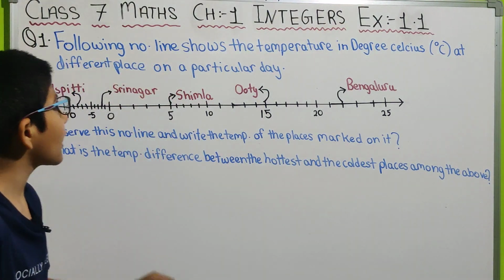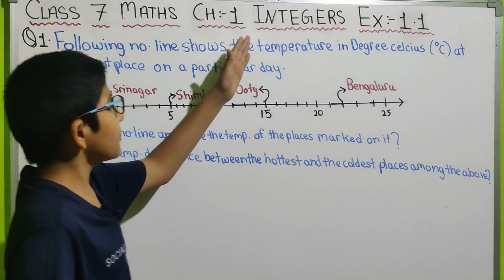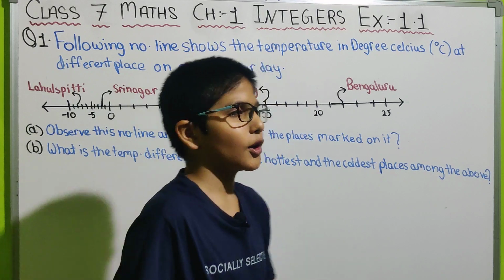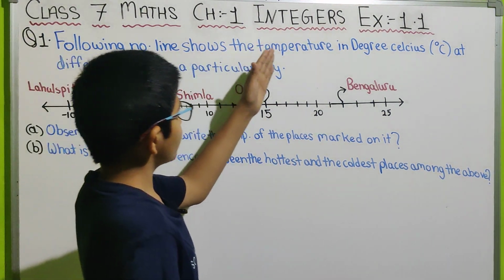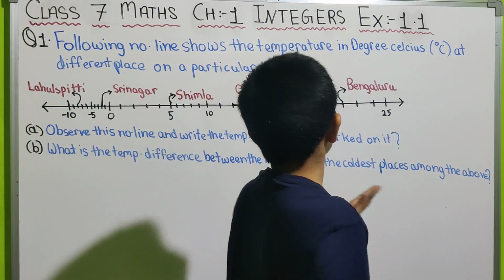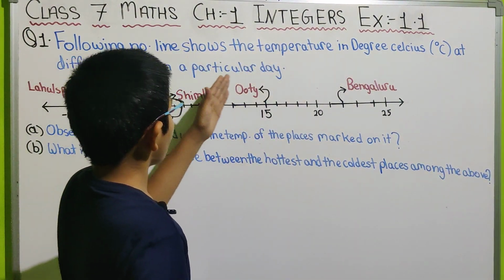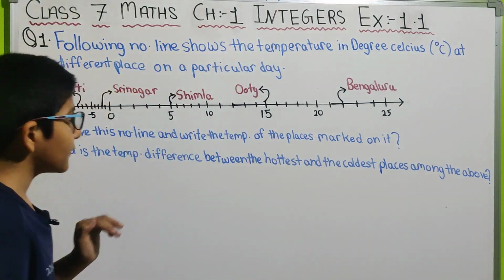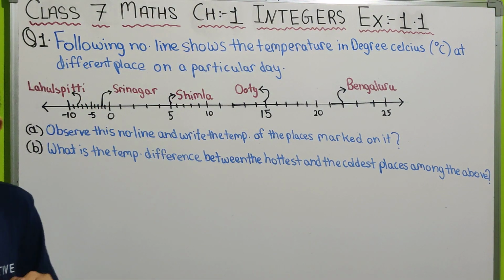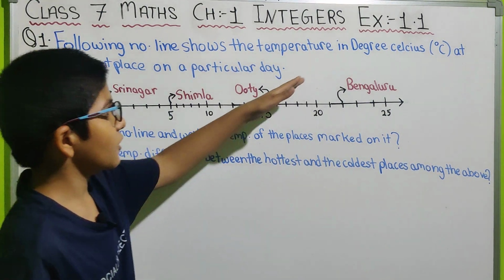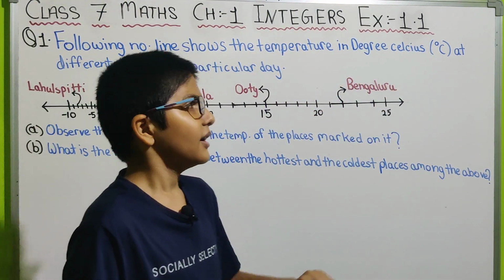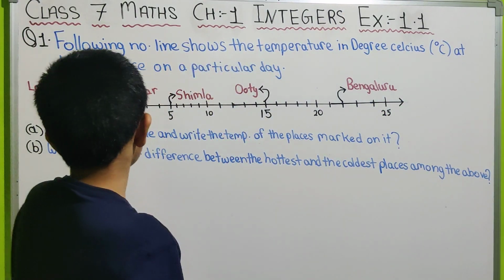So today we are going to start from class 7 maths chapter integers, exercise 1.1, question number 1. The following number line shows the temperature in degrees Celsius at different places on a particular day. Here 5 places are given, at those 5 places different temperatures are given, and the temperature is given in degrees Celsius. And the sign is also shown here.